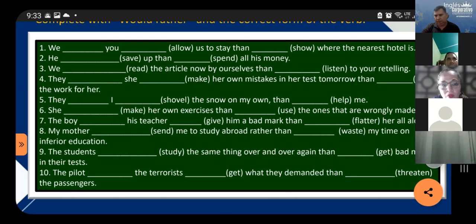Okay. Number six. They would rather she made her own mistake in her test tomorrow than do the work for her. Yes. And the number five? They would rather I show the show on my own, but help me. Yes. She would rather make her own exercise than use the ones that are already made.